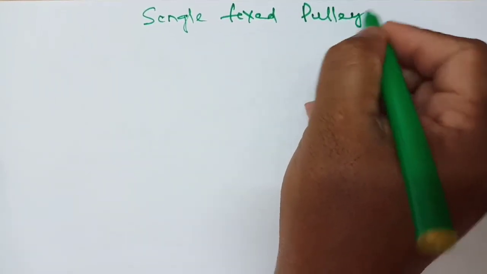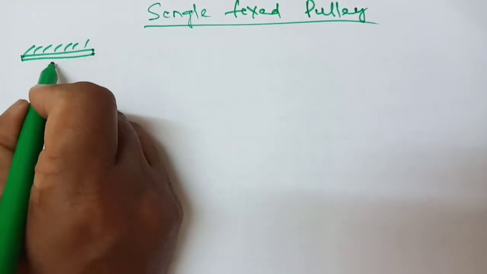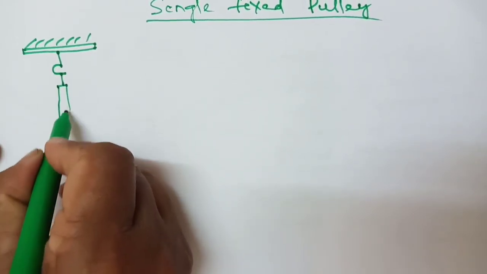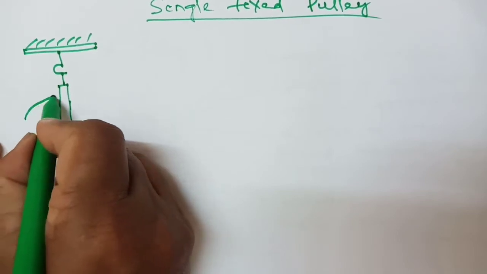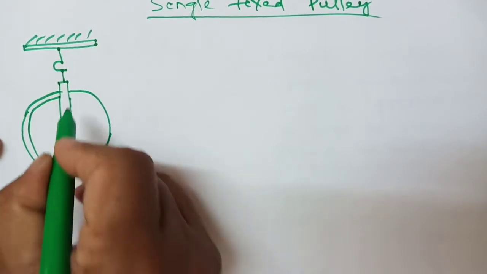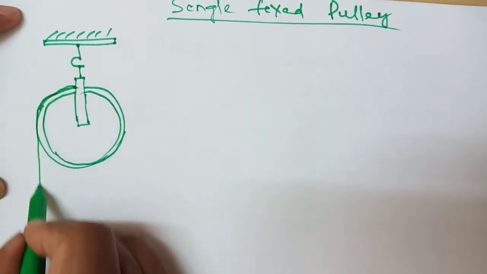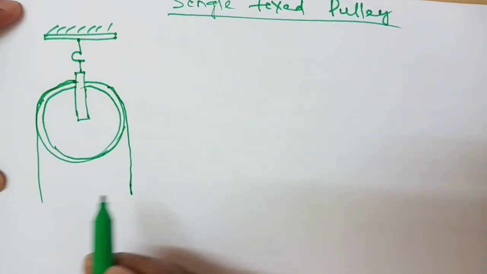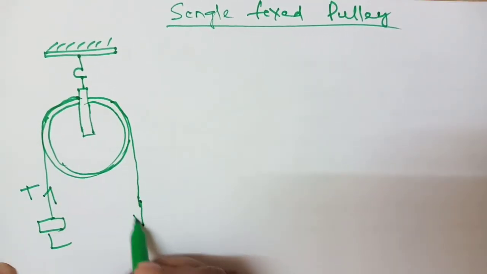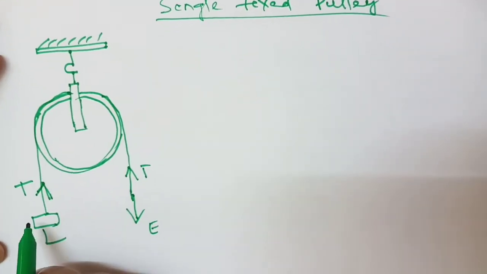Okay, so now see the diagram. This is one rigid support. Okay, what happened is a hook. From hook, see, this is the diagram. Okay, groove. Okay, the rope or string passes like this. Okay, so do the diagram perfectly. This is load, this is tension, this applying effort, this side effort, this also tension. Now tension means the force acted on the rope, always upward direction.